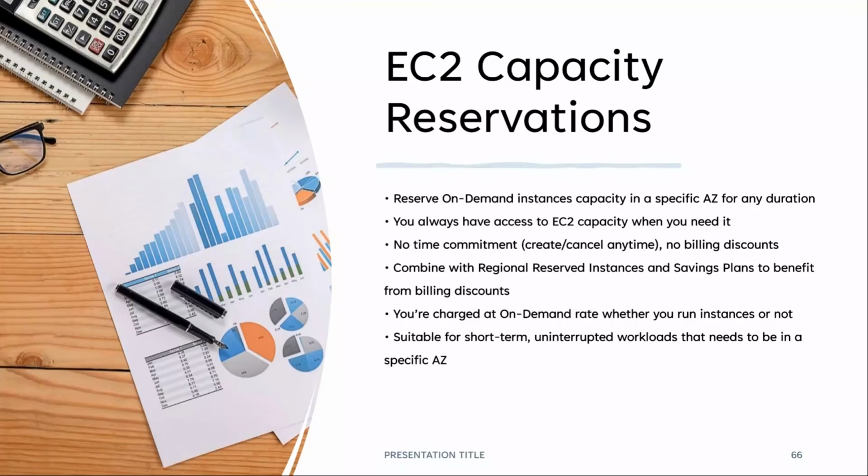So that's what I mean. No time commitment, create and cancel anytime, and no billing discounts are available because you are obviously using on demand instances only, but you are just reserving it in a particular availability zone. If you combine it with regional reserved instances and savings plan, you can benefit with some discounts. You are charged at on demand rate whether you run your instances or not, and this is where it becomes a little bit tricky. When you stop an instance, you are still going to pay for it because you have reserved that particular capacity. It is suitable for short term uninterrupted workloads that need to be in a specific AZ. So these are the requirements.